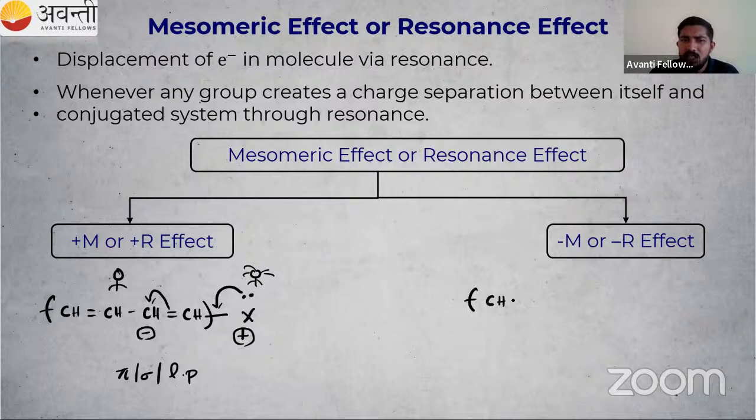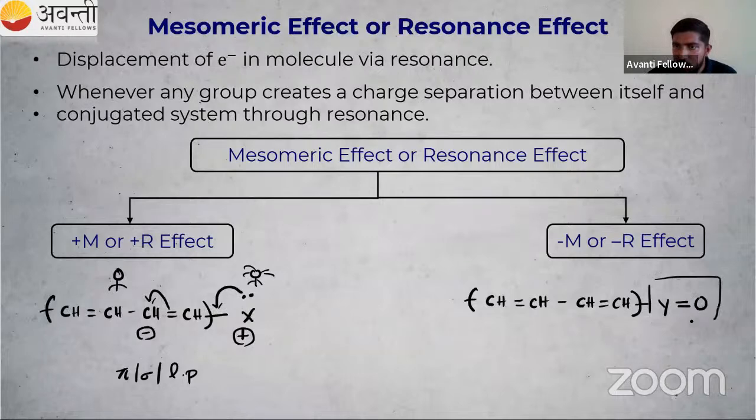Same example: I'm taking CH double bond CH, then CH double bond CH. Then I have a group, and attached to that one there is a double bond. I'm taking an oxygen atom. So this is our group. One condition: the atoms present are Y and oxygen. This oxygen should be more electronegative. This is not X, this is chi. The electronegativity of oxygen should be higher than the electronegativity of our Y atom.